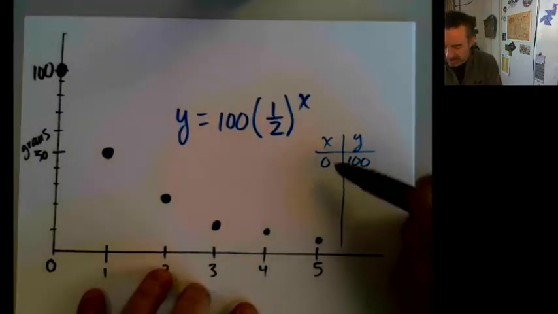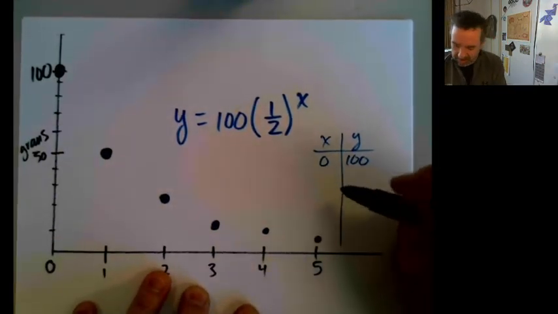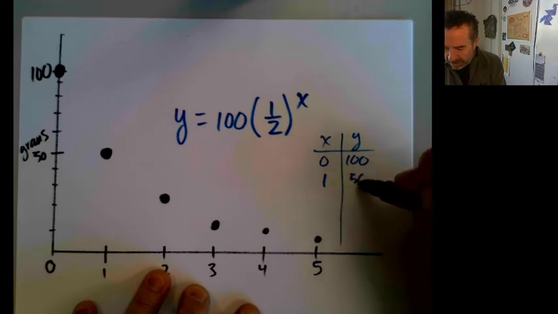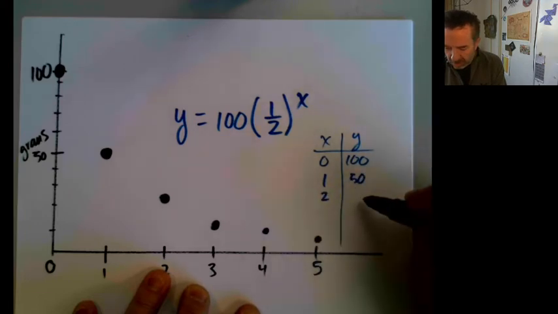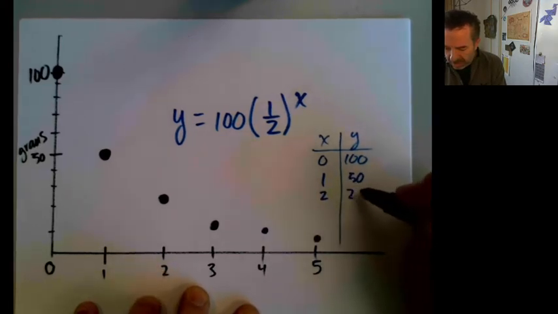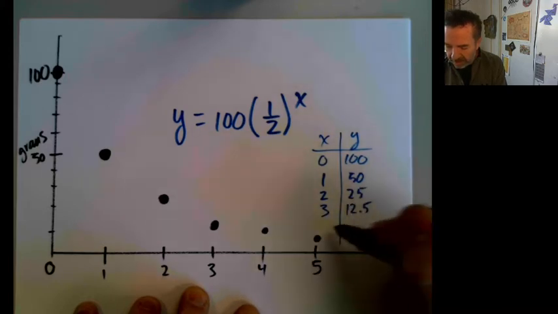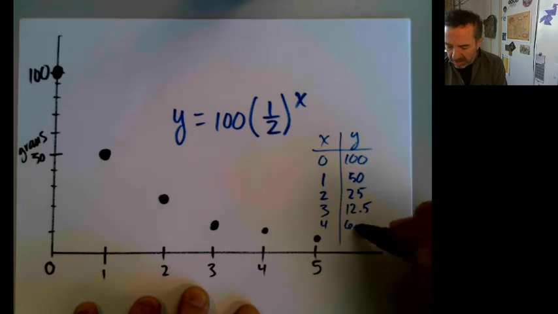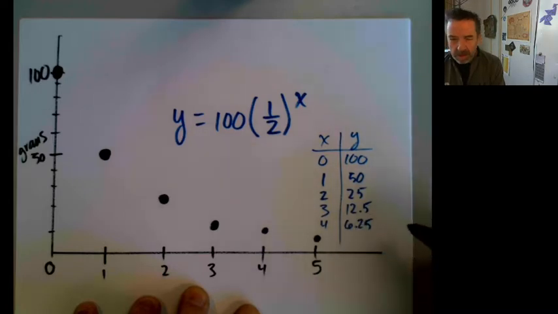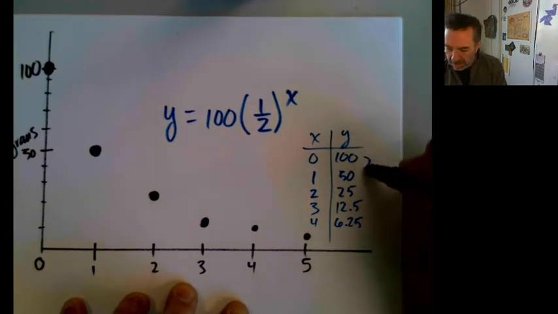The way it's working, when x is 1, I was at 50. When x was 2, I was at 25. When x was 3, it's half of that, 12.5. 4 should be 6.25, etc. So as I move forward each time, what am I doing? I'm multiplying by 1/2.